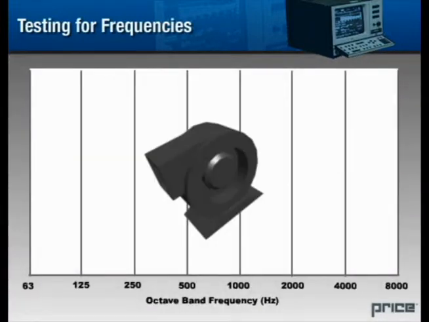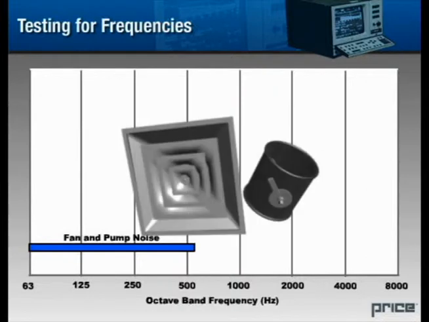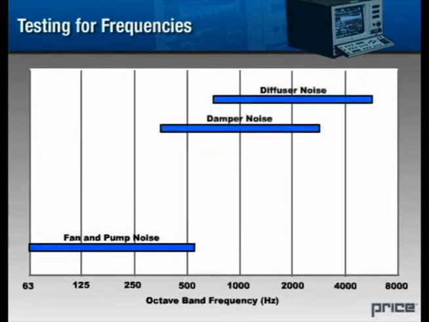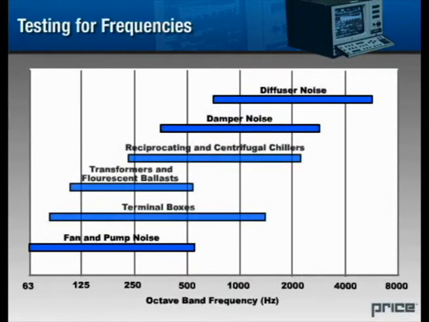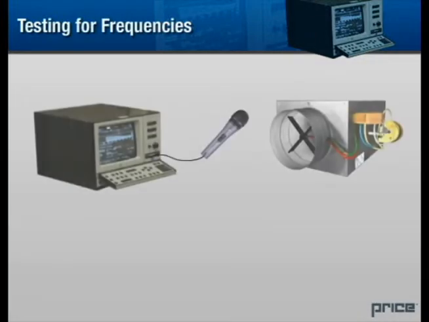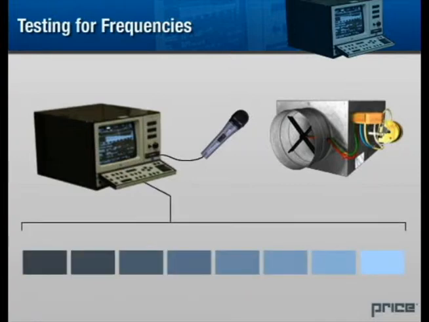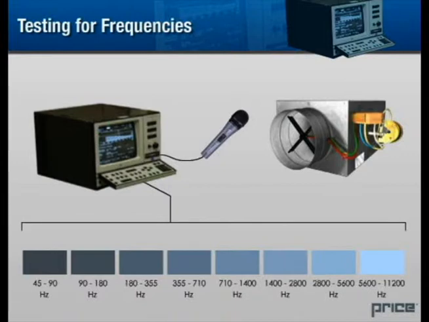For instance, a fan might produce a lot of low-frequency noise due to its motor. High-frequency noise might be produced by airflow through dampers or diffusers. The normal range of concern for most air terminal devices is in the 90 to 5600 Hz range. To derive frequency-specific test data, electronic filters are used to isolate noise occurring in the following frequency ranges.